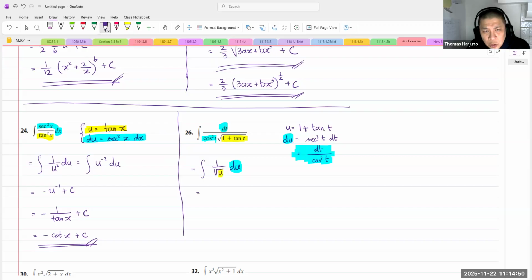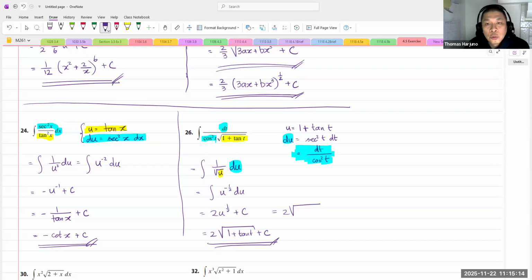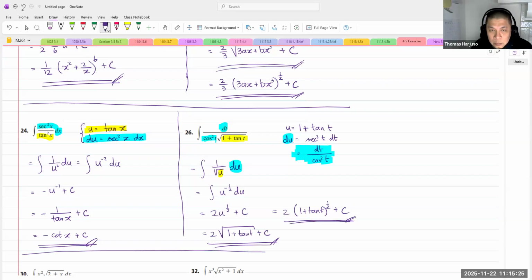So that's the integral of u to the power of negative 1/2 du, which is 2u to the 1/2 plus constant, and u is 1 plus tangent t. Of course, it's okay for you to write it as 2 parentheses 1 plus tangent t to the power of 1/2 plus constant. Okay, that's for number 26.